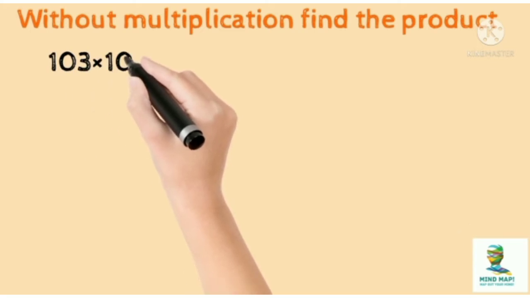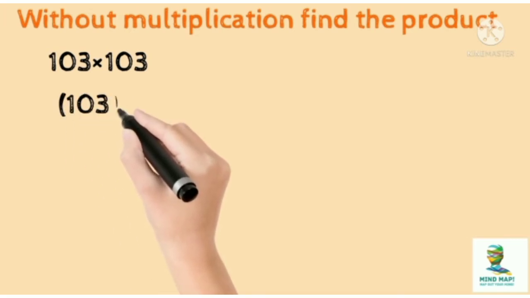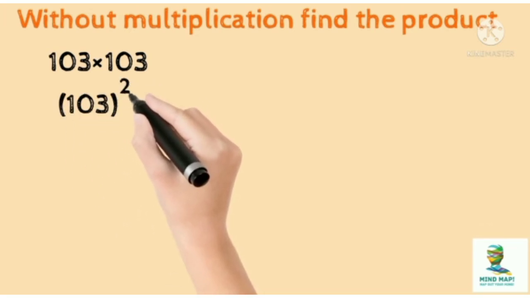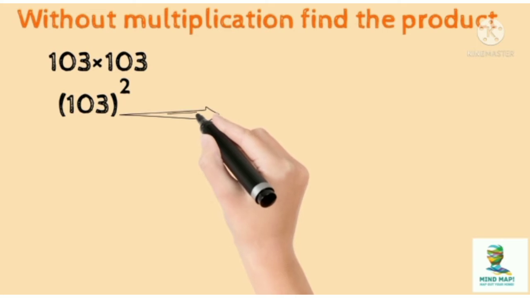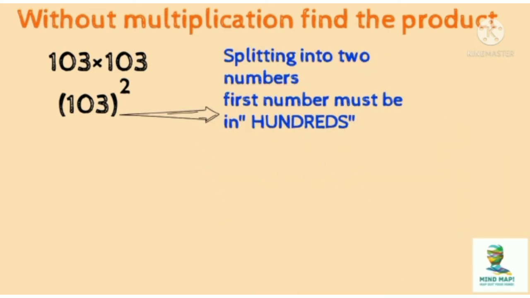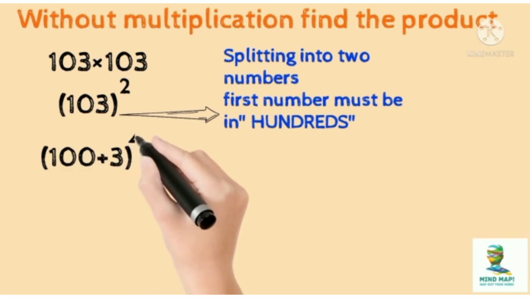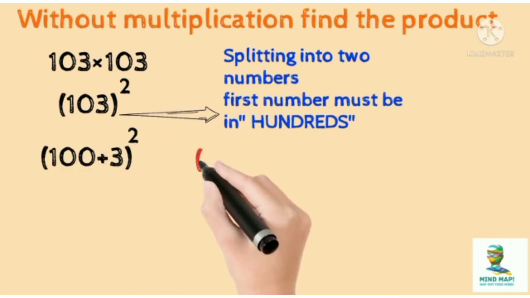So I have the first question, 103 into 103. So here 103 is repeated twice. So I can write it as 103 to the power 2. So next, here comes the important and the first step in solving: splitting into two numbers. We have to split 103 into two numbers. Make sure that the first number must be in hundreds. So 103 can be written as (100 plus 3) to the power 2.